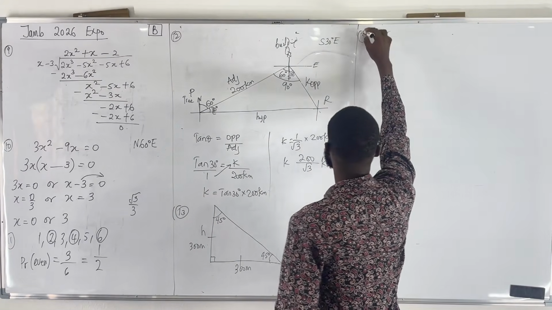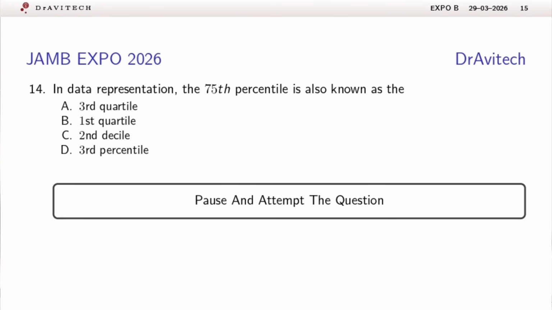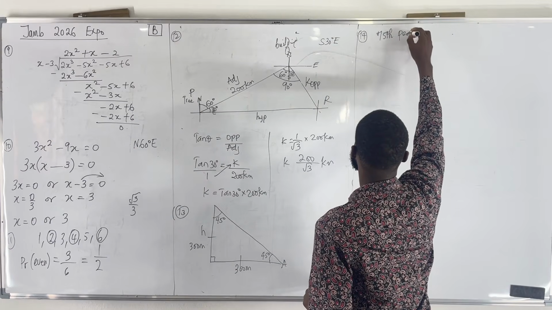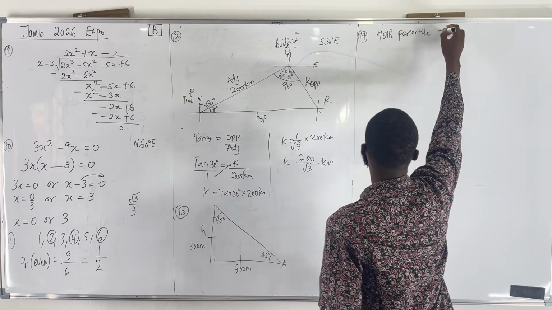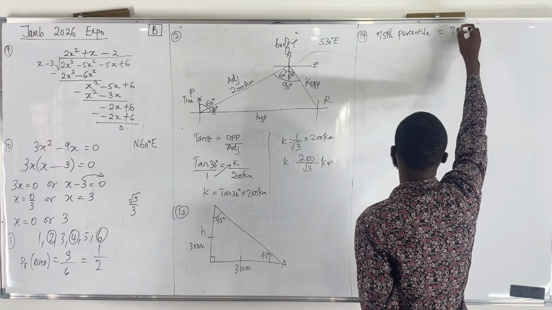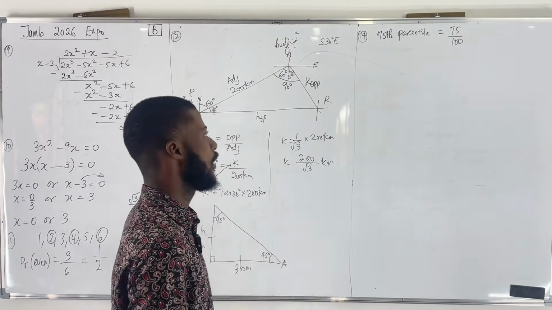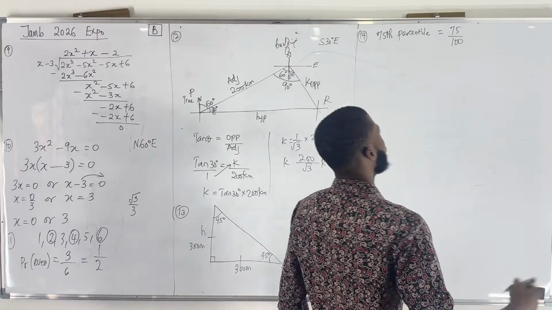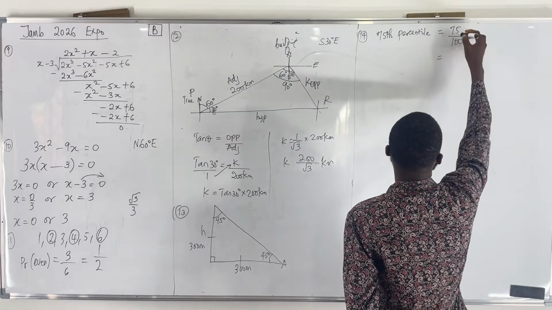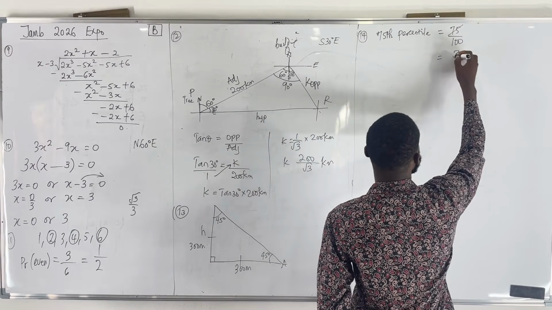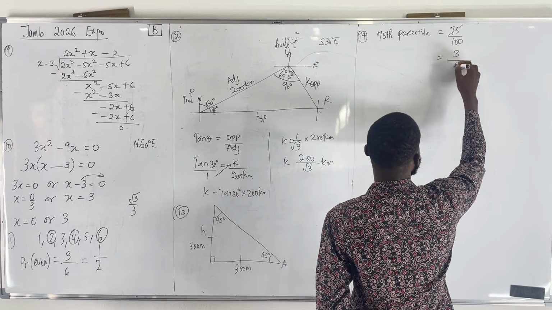Question 14. In data representation, the 75th percentile is known as dash. Okay, let's take a look at 75th percentile. This actually means 75 over 100. That's what it means. 75 over 100. A percent is 100. Now, if you cancel out, 25 into this will give you 3. 100 divided by 25 is 4.